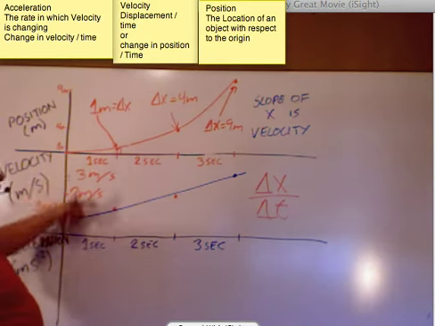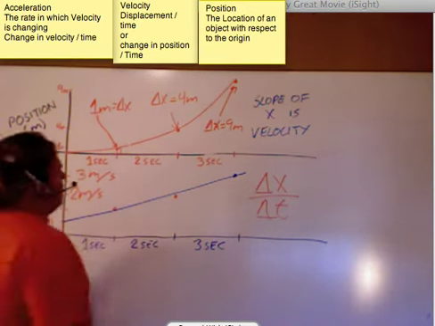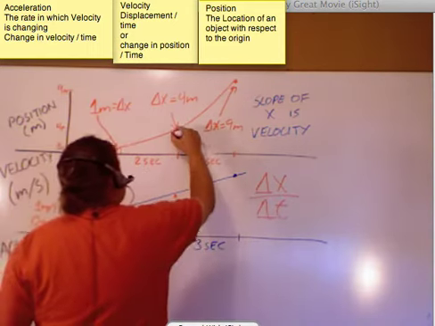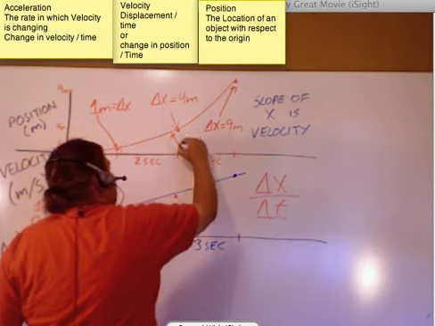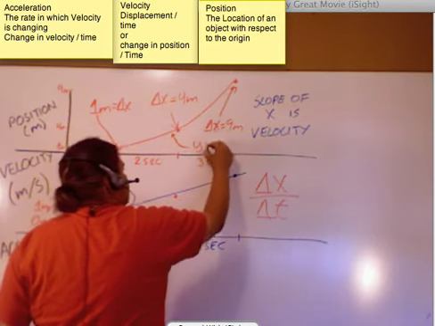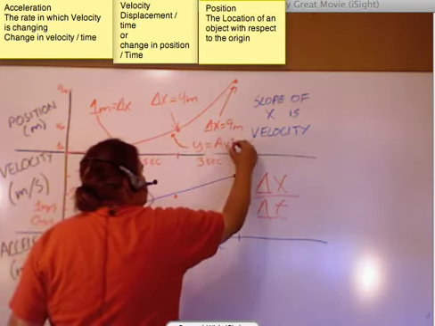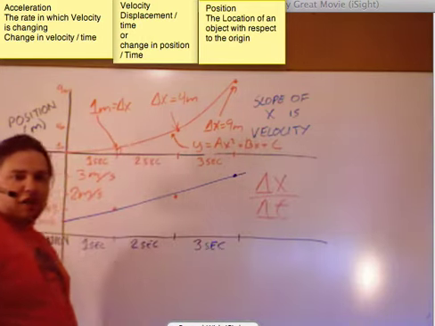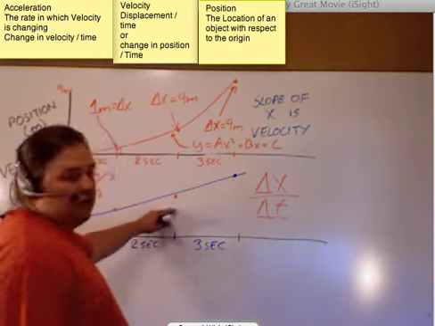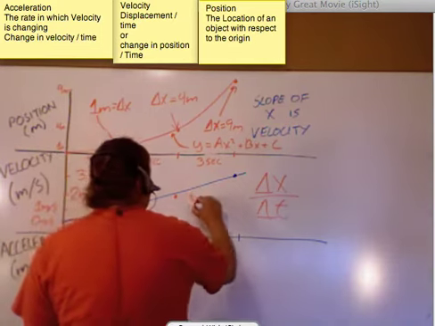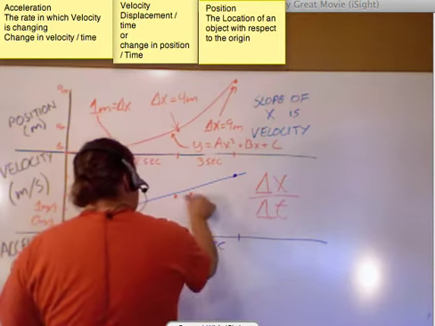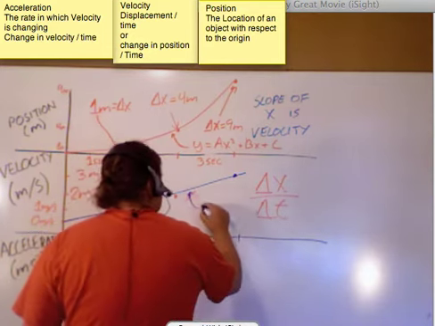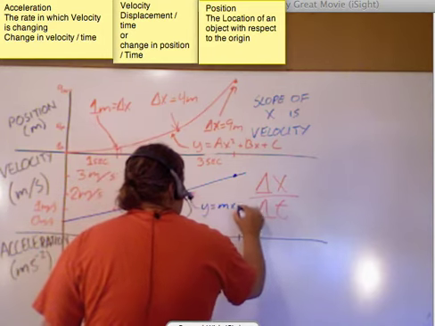Now, looking at these two graphs, I want to describe them real quick mathematically. This one, in red, is actually this equation. We'll say that y is equal to ax squared plus bx plus c. That represents that graph. This one's linear. We saw that in the last one. So that's going to be y equals mx plus b.